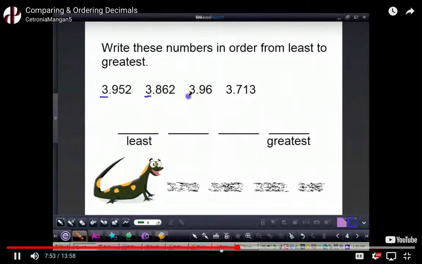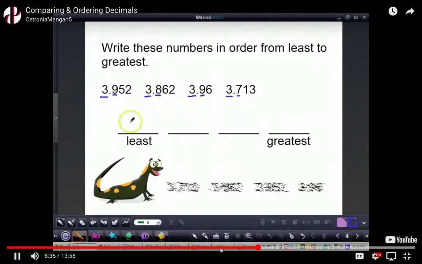Now you can see with these decimals that all the whole numbers are equal. They're all the number 3. Now we're going to look at the numbers in the tenths place. So we have a 9 in the tenths place, an 8 in the tenths place, a 9 in the tenths place, and then finally a 7 in the tenths place. We're trying to find the number that has the least value out of all these numbers. Since there's a 7 in the tenths place, that's the smallest number, the number that would go first if I'm ordering these from least to greatest.